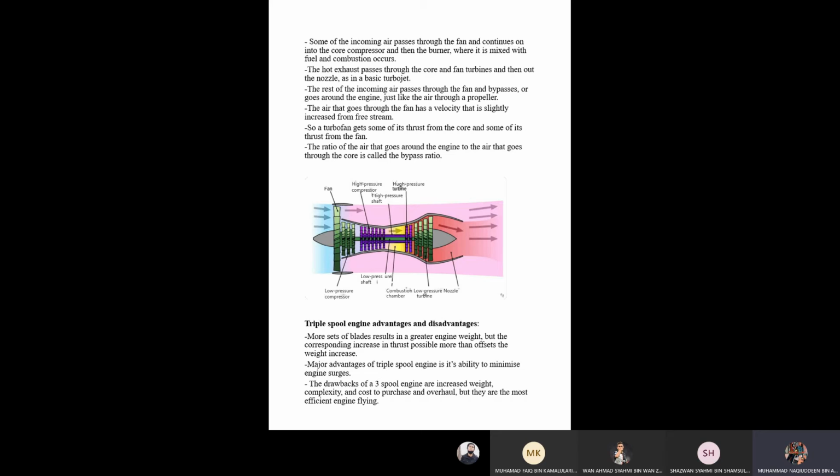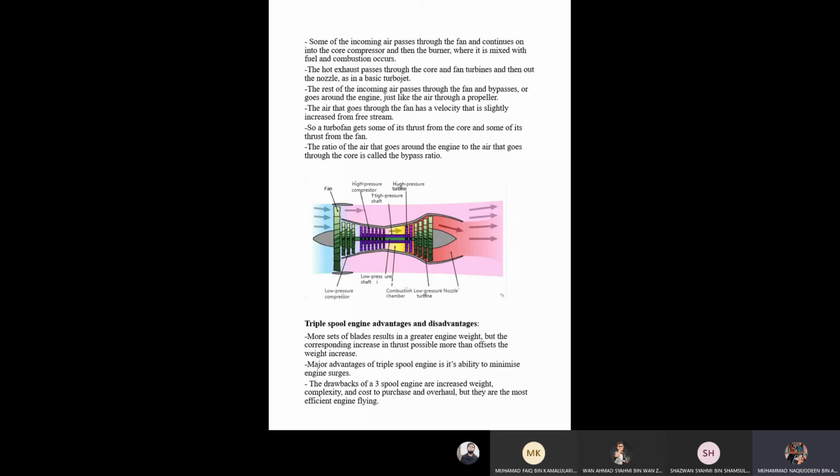Triple spool engine advantages and disadvantages. First, more sets of blades result in a greater engine weight, but the corresponding increase in thrust more than offsets the weight increase. Second, a major advantage of the triple spool engine is its ability to minimize engine surges. Third, the drawbacks of a triple spool engine are increased weight, complexity and cost to purchase and overhaul, but they are the most efficient engines flying.